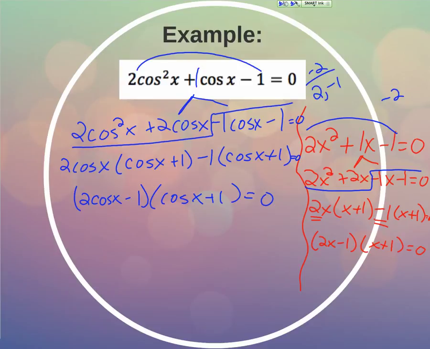All right, now if you need extra help with factoring, see me later. But when we get to this point, what have we always done in the past? Yup, split them up, sum equal to 0. It's that null factor rule. So 2 cosine x minus 1 equals 0, and cosine x plus 1 equals 0.